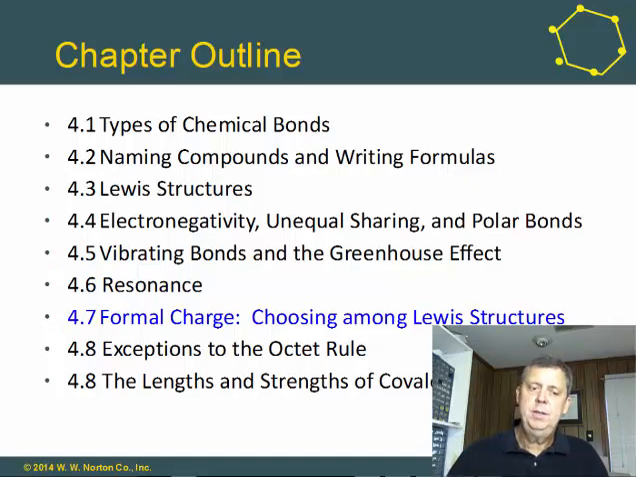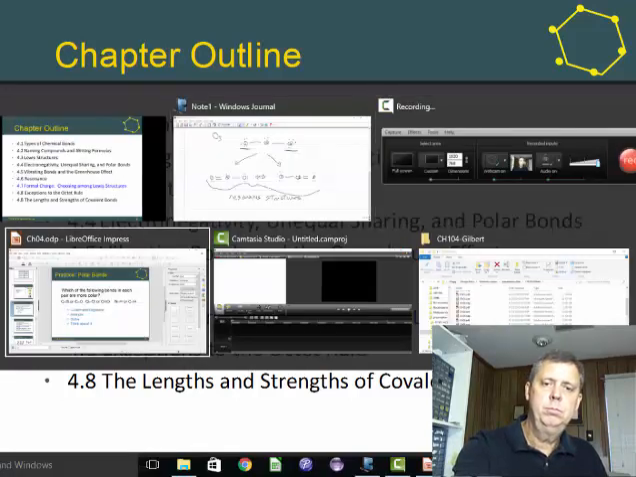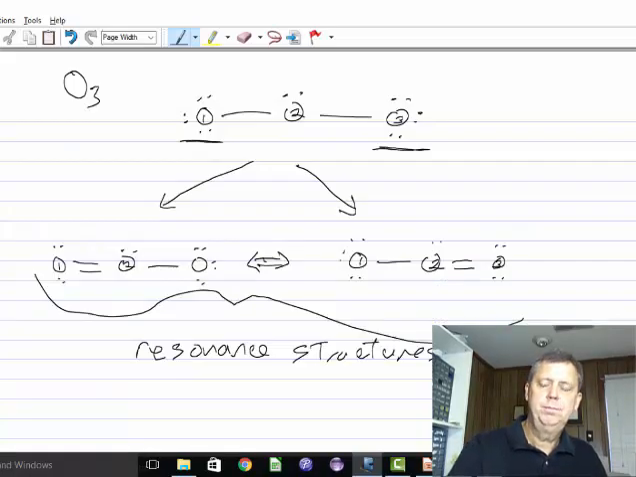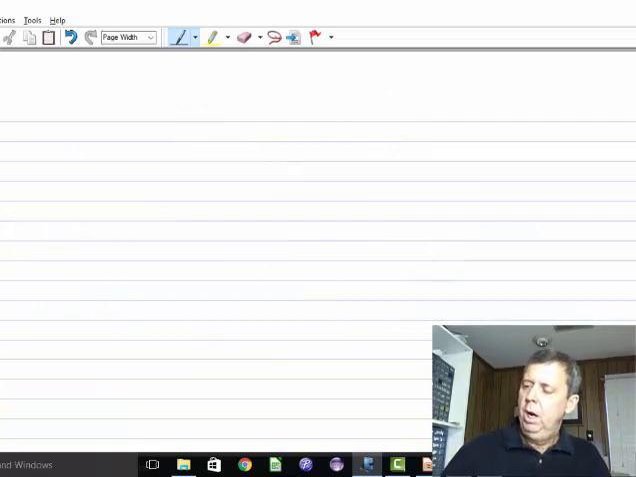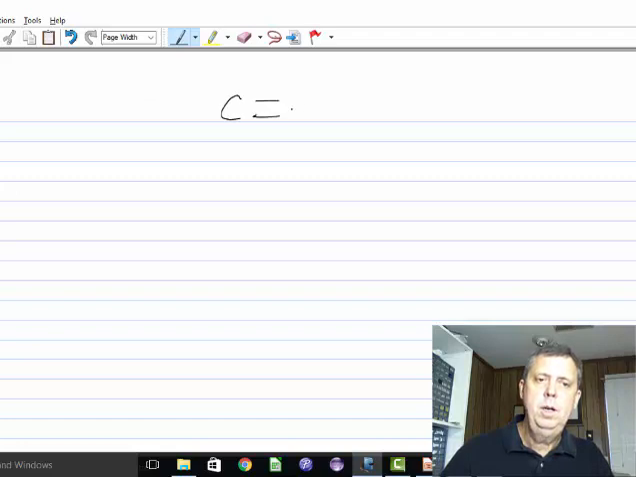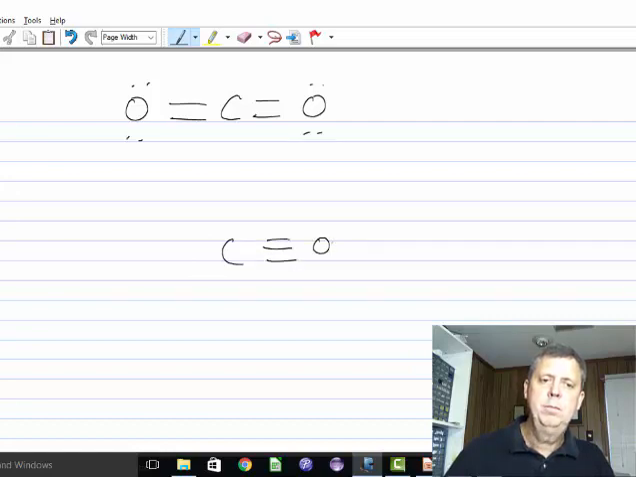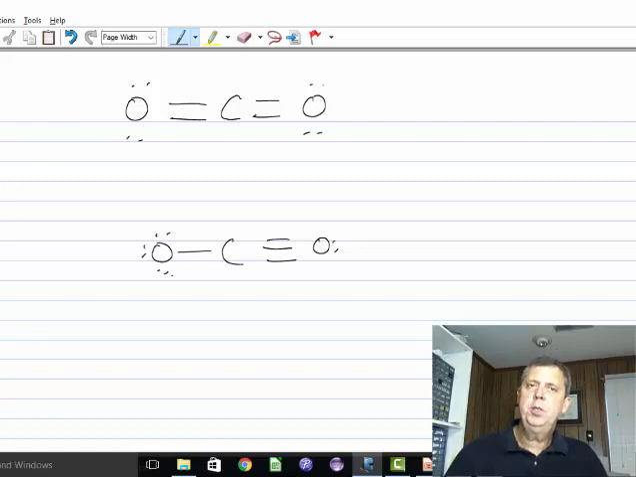When we looked at, if you remember, CO2, we discussed 2 possible Lewis structures for carbon dioxide. One was this, and the other had an oxygen triple bond. And how do we know which one is correct? Well, formal charges let us know which one of these is the stable or the preferred structure.